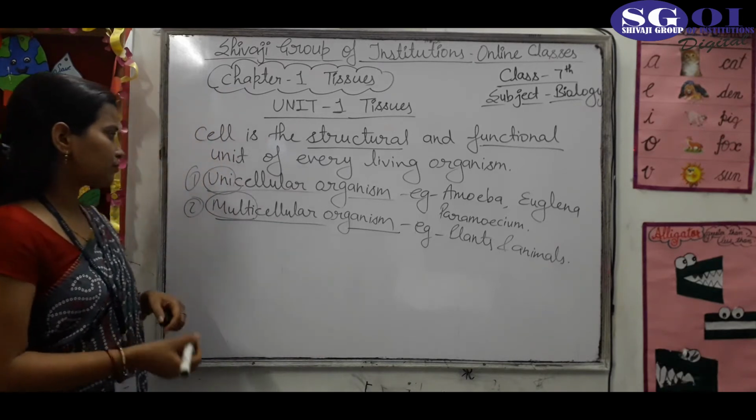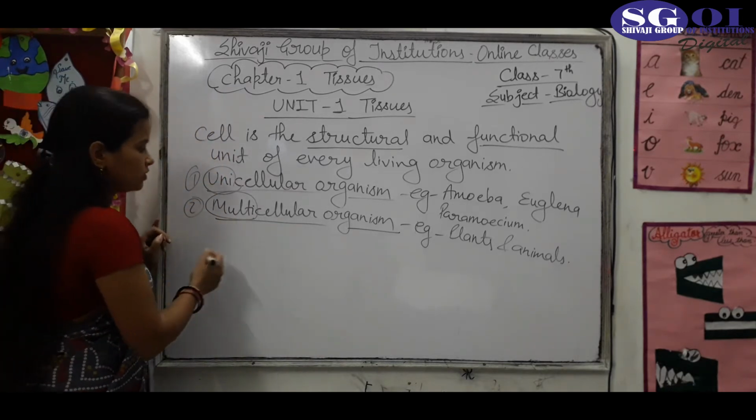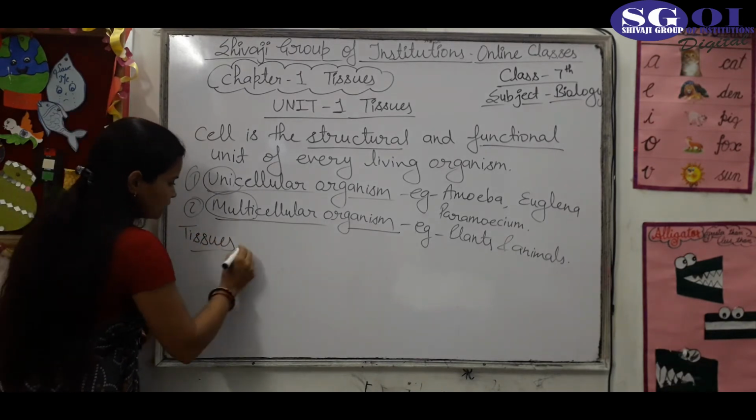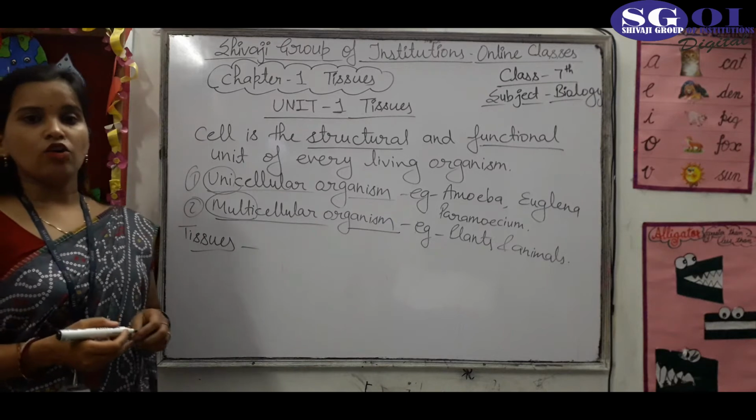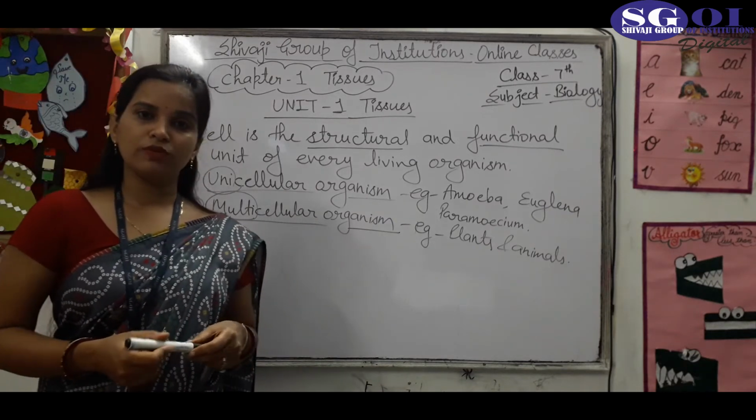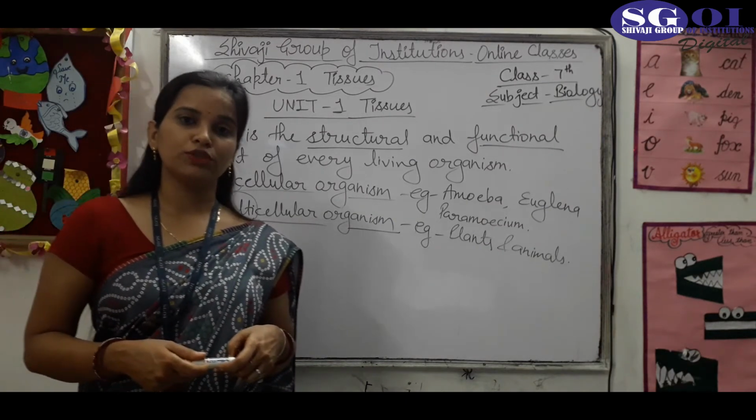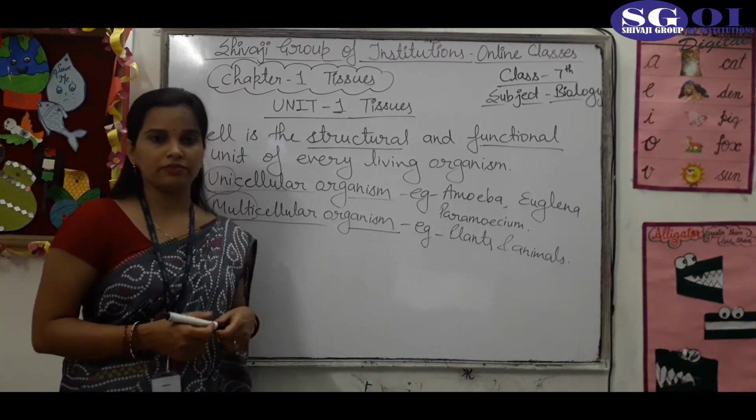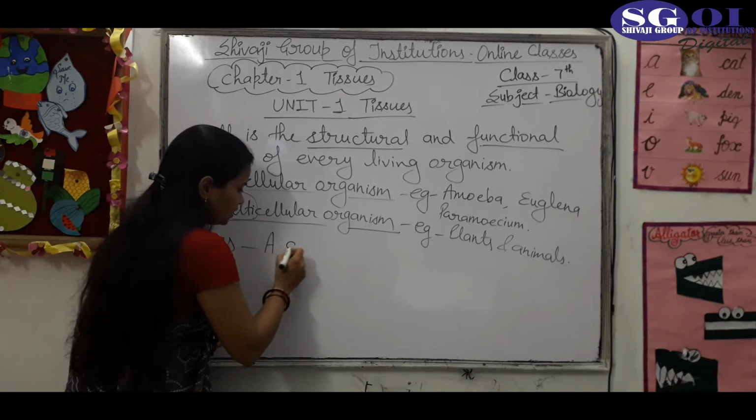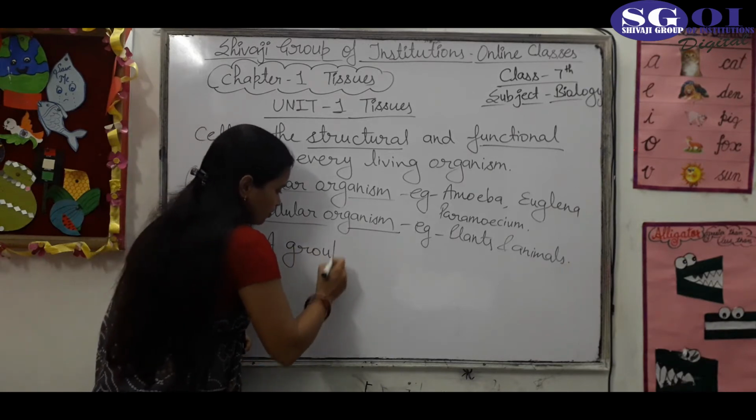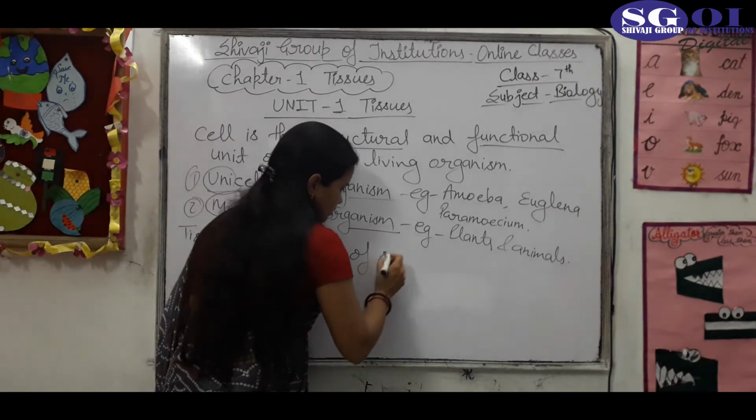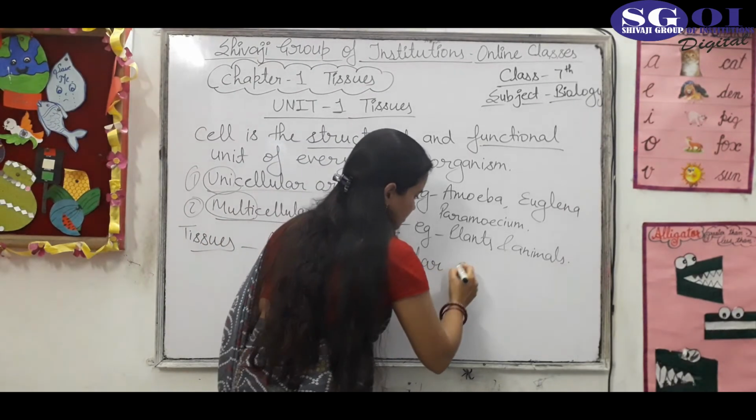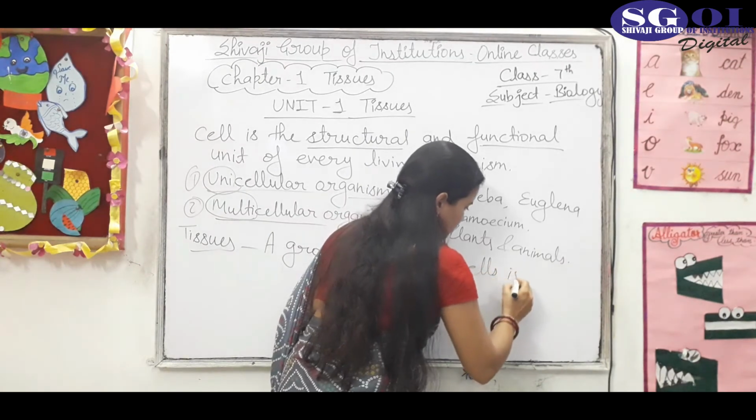Okay students. So next is tissues. A combination of similar types of cells is called tissue. Tissue is actually a group of cells which are similar. You can say that a group of similar cells is called tissue.